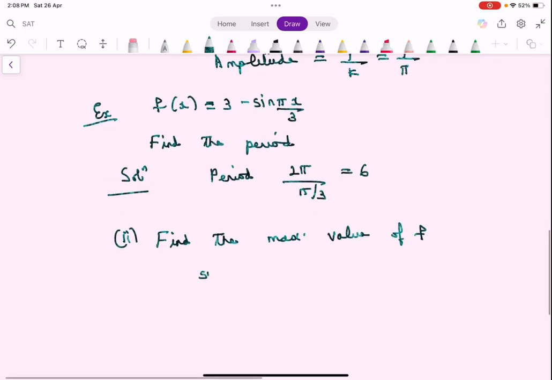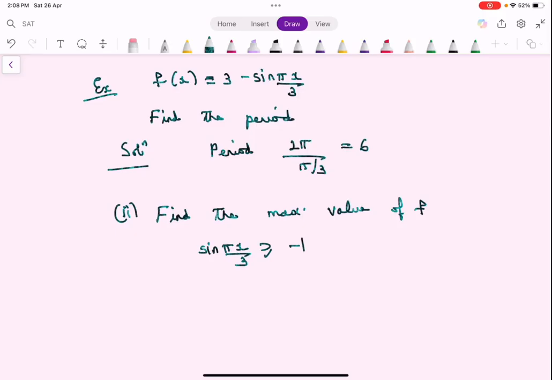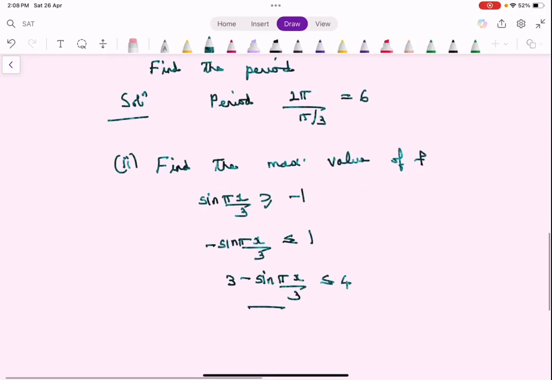Now sin pi x by 3 is greater than or equal to minus 1 because sin lies between minus 1 and 1. So I'll multiply by a minus sign because you have minus sin pi x by 3 here. So minus sin pi x by 3 will be less than or equal to 1. Add 3. So 3 minus sin pi x by 3 is less than or equal to 4. Why am I adding 3? Because f of x is 3 minus sin pi x by 3. So this is your f of x. So f of x is less than or equal to 4. So your maximum value is 4.